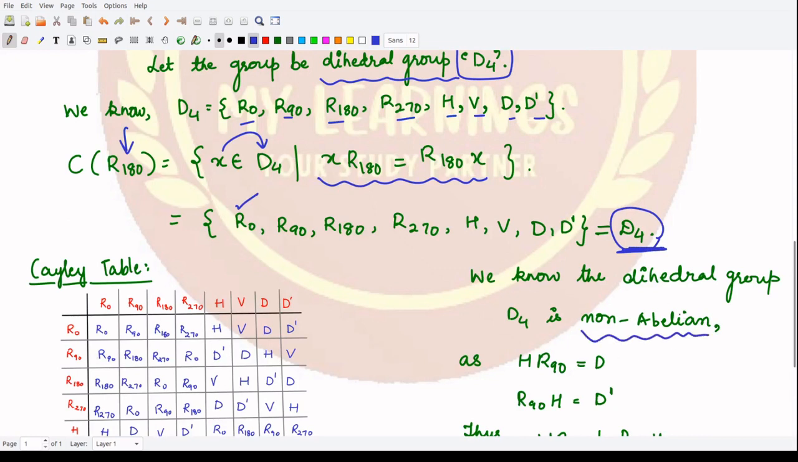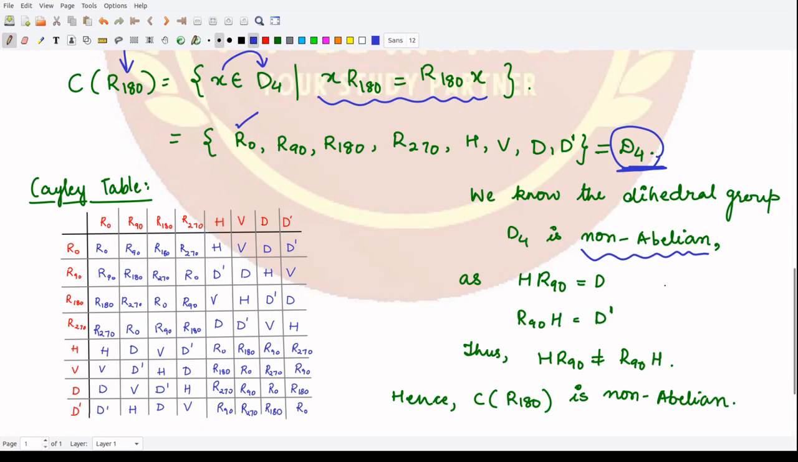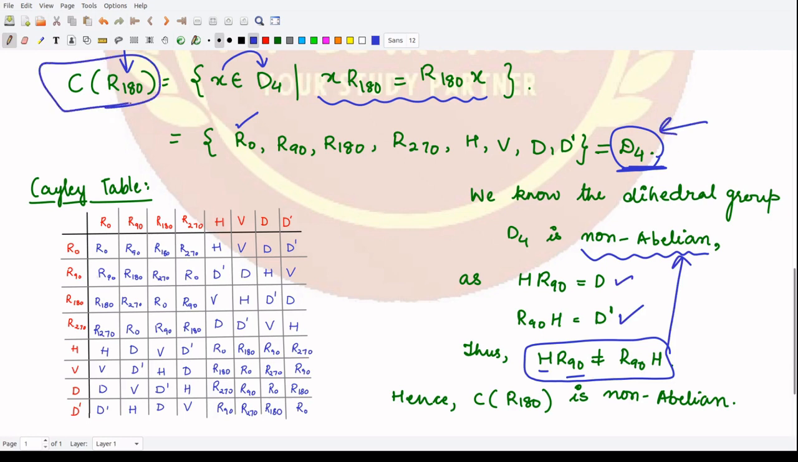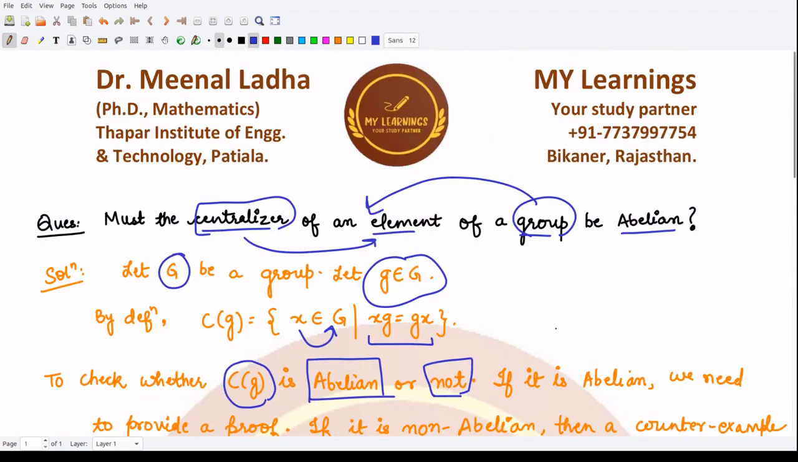Why? Because you can find various pairs of elements such that they do not commute. I am giving you here an example of H with R90. They do not commute with each other because the results are different. Hence this is non-abelian. If the group is non-abelian, then the centralizer is definitely non-abelian because they both are the same, correct? So we have proved our result.